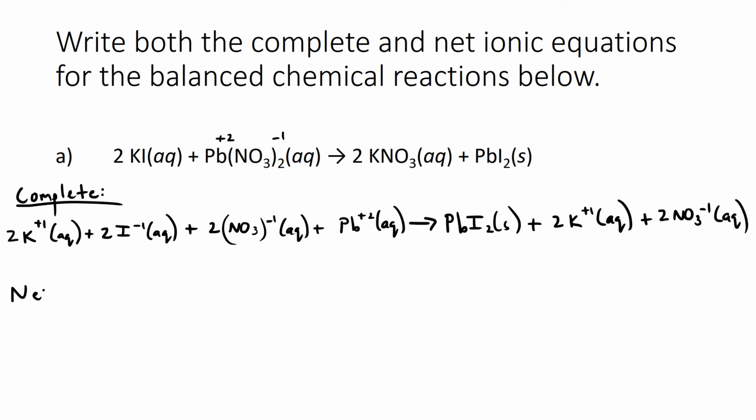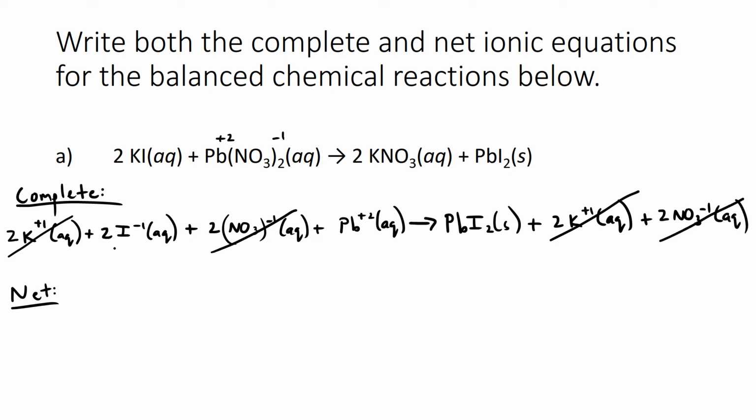To go from the complete to the net ionic equation, we're just going to do a little bit of canceling. Anything that forms the solid is going to be in the net ionic equation. If there is an aqueous molecule or compound on the reactant side and the product side, we're going to go ahead and cancel that out. So as you can see here, on the reactant side, we have two potassiums that are in the aqueous state, and they both have a +1 charge, so we'll cancel those out. Next, we have the two nitrates with the -1 charge in the aqueous state, so we'll cross those out.